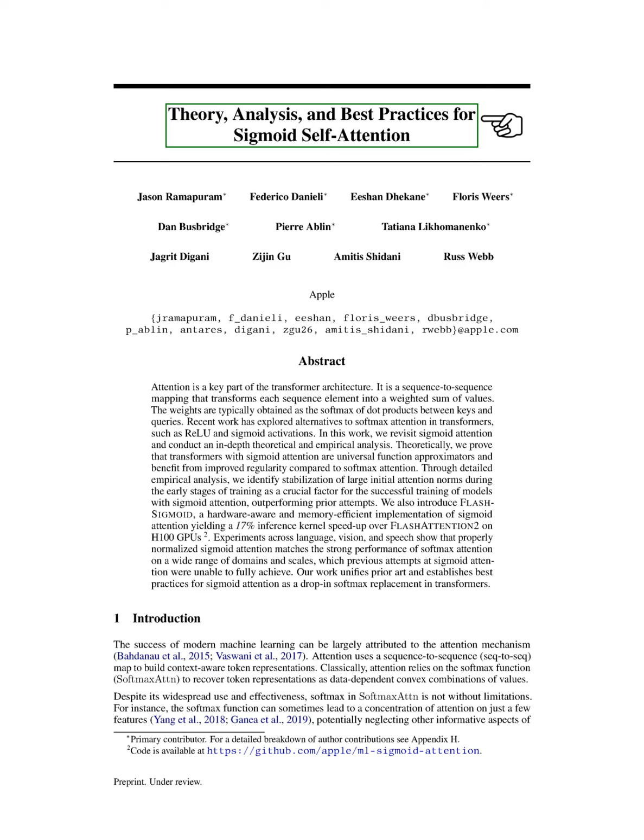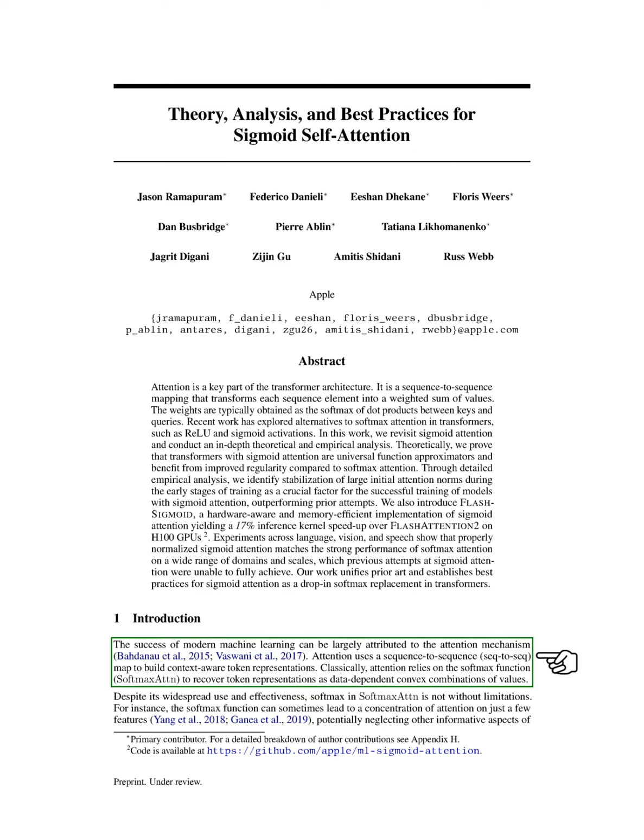Section: Introduction. In this section, we discuss the significant role of the attention mechanism in modern machine learning. Attention helps create context-aware representations of tokens by mapping sequences to sequences. Traditionally, this process uses the softmax function to generate token representations as weighted combinations of values based on the data.